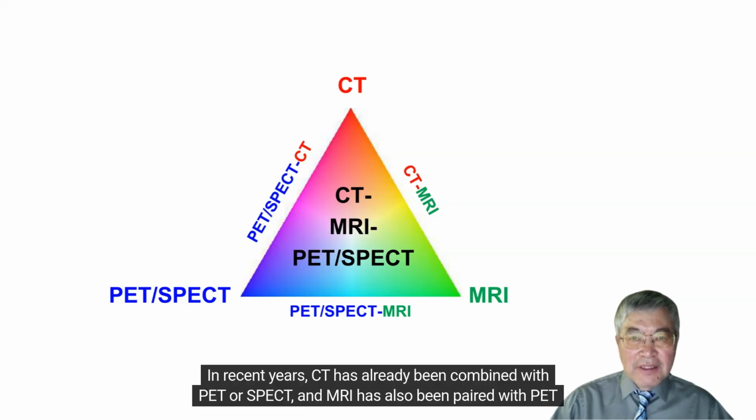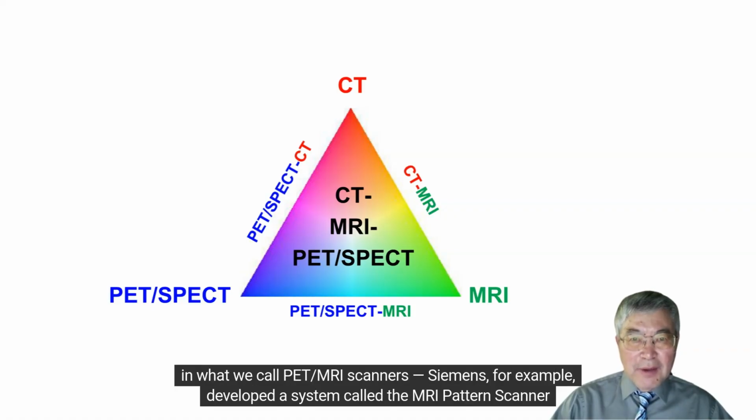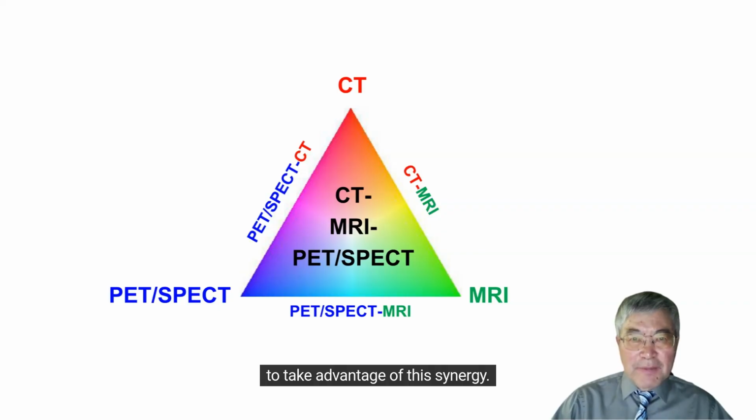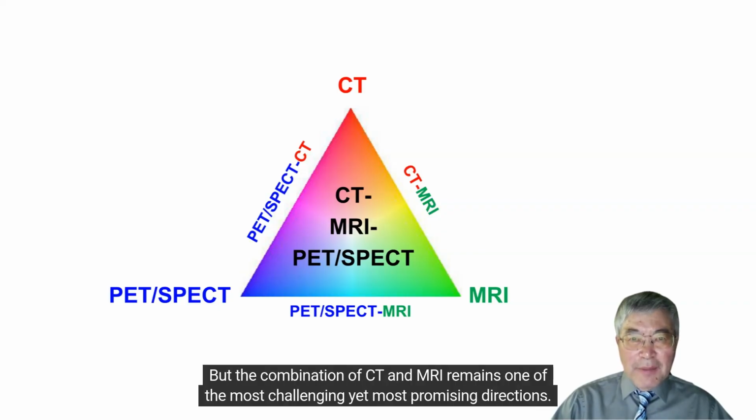In recent years, CT has already been combined with PET or SPECT, and MRI has also been paired with PET in what we call PET-MRI scanners. Siemens, for example, developed a system called the MRI pattern scanner to take advantage of this synergy. But the combination of CT and MRI remains one of the most challenging yet most promising directions.